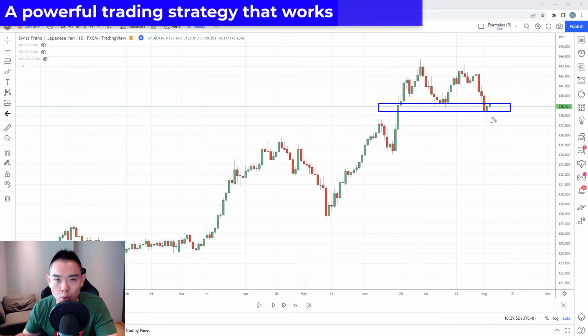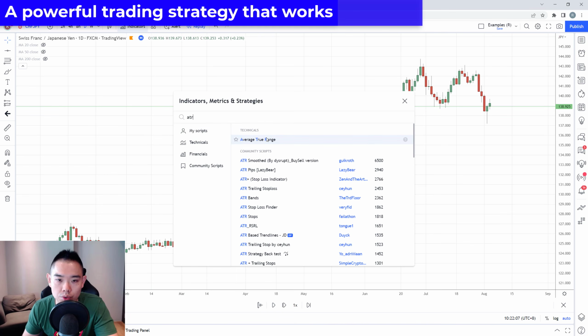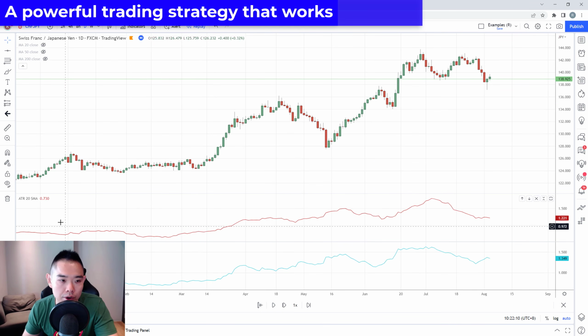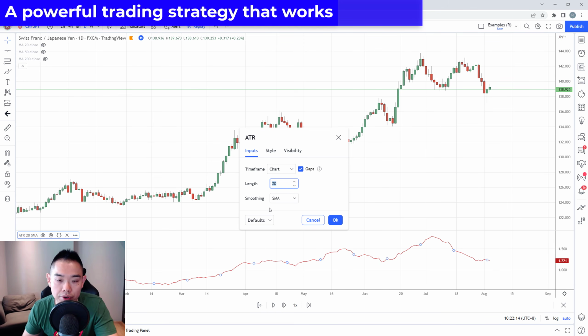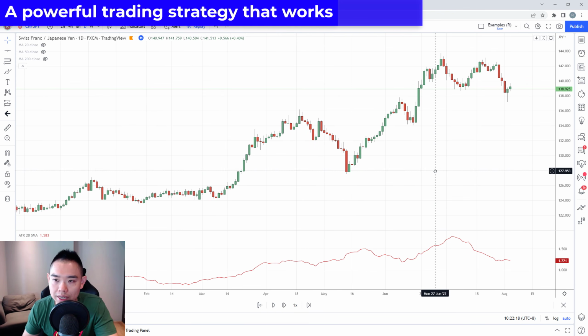So one way to quantify that answer is to actually use the ATR indicator, right? So I'll just show you average true range. Click on this. Okay, I'll just delete this one. I'll use this one, right? The settings I use is 20 period and SMA. You click OK. So what you'll do is to find out what is the ATR value.